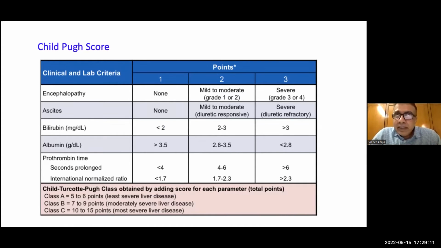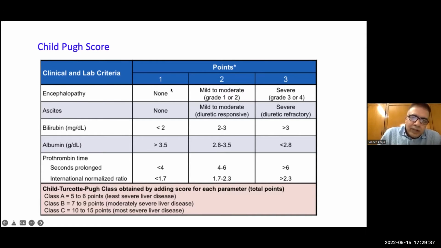When you're managing liver diseases with variceal bleed or any liver disease, there is a very famous score, the Child-Turcotte-Cook score. It is also a very easy score where you do not need any calculator or anything to get the score out of this table. It is based on basically 5 factors: encephalopathy, ascites, bilirubin, albumin, and prolonged prothrombin time.